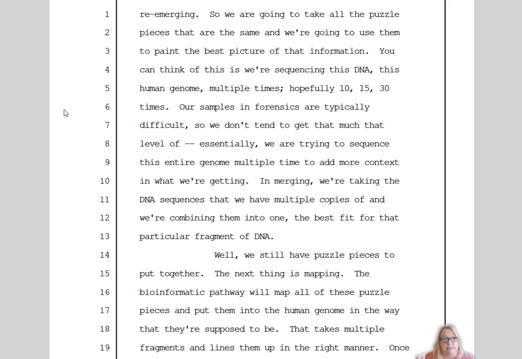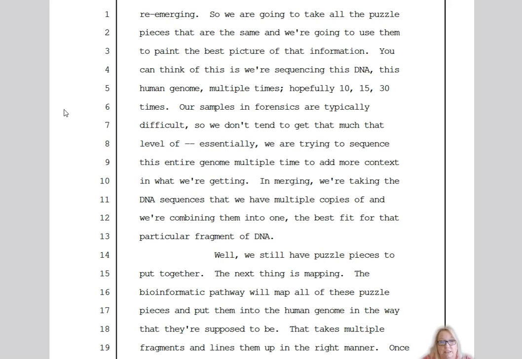But if we didn't, if we just had a bag of puzzle pieces with no picture in our mind, what are we going to do? We're going to dump it on the table, we're going to start pulling the red pieces to the red pieces, and the blue pieces to the blue pieces, and the white pieces to the white pieces, right? We're going to try to map the colors together and then fit them how they're supposed to go. So it's kind of like this. It dumps all the DNA pieces in there, and then they're going to have to put it together the right way. All right? So it says, paint the best picture of that information.